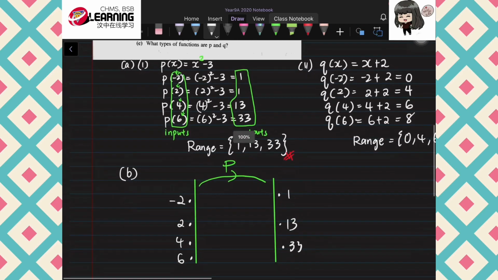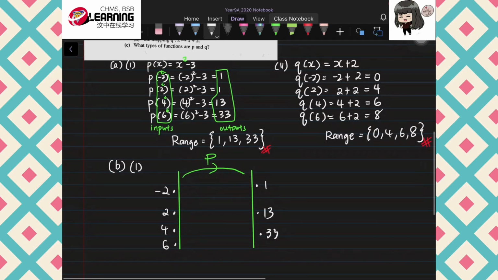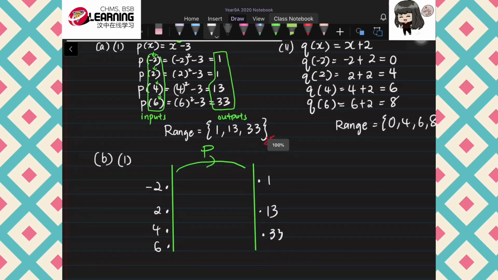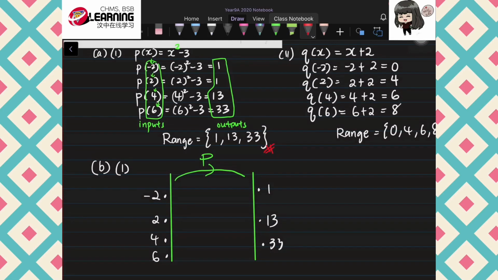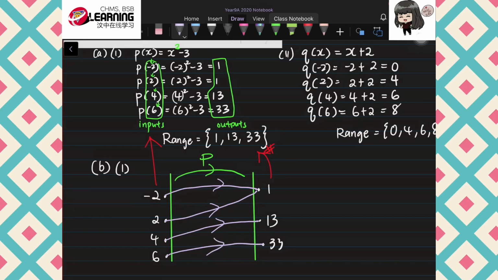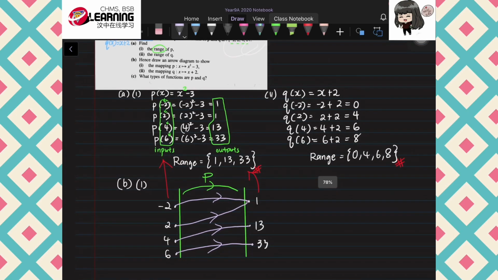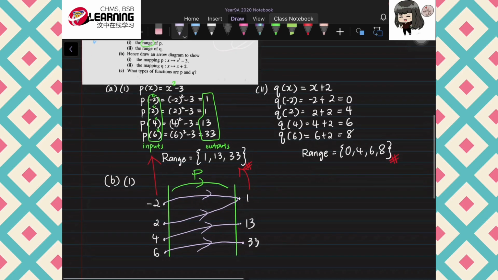We can look at A first part. This is B first part, by the way, the arrow diagram of function P, right? So it's from here, -2, 2, 4, and 6, and 1, 13, and 33 here. So we can draw our arrows. Object of -2 maps onto 1. Object of 2 goes to 1. 4 goes to 13. 6 goes to 33. So this is the arrow diagram of function P.